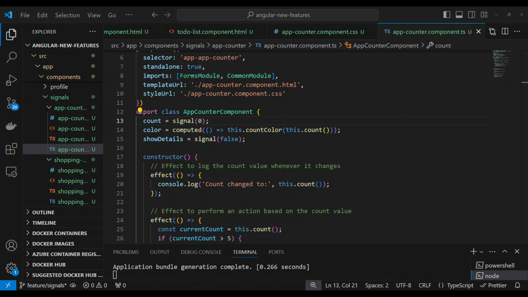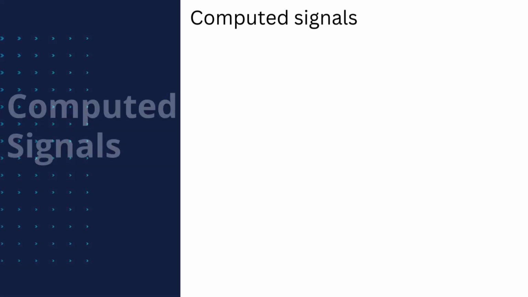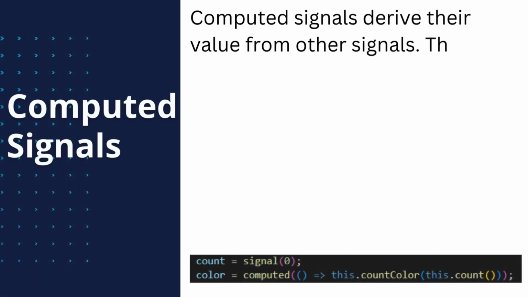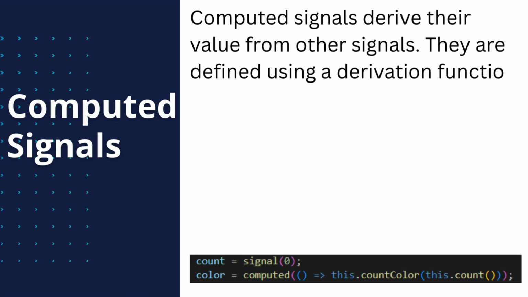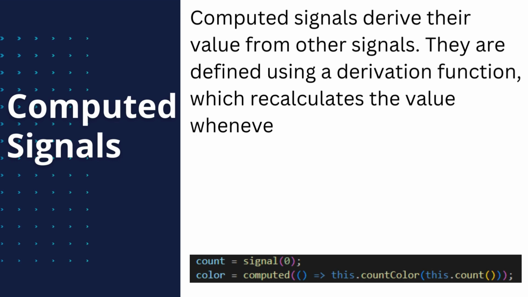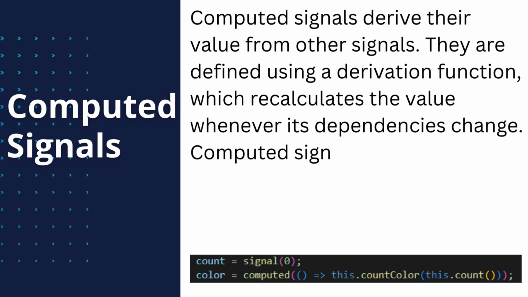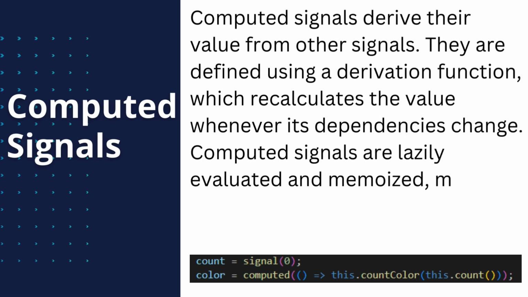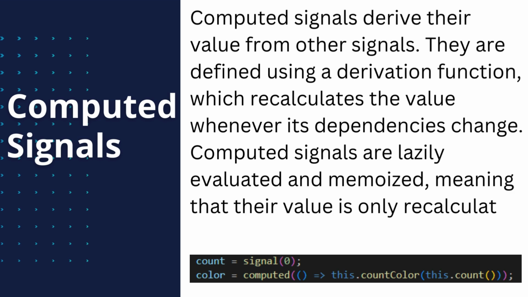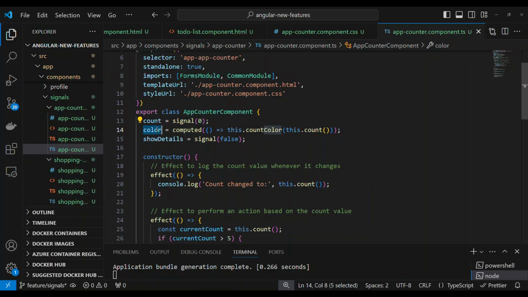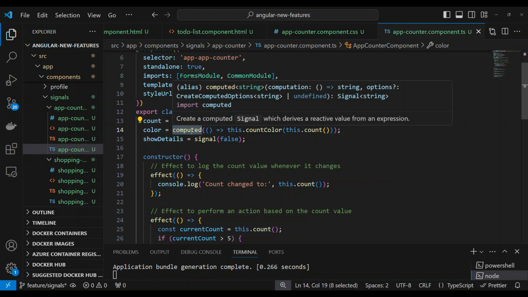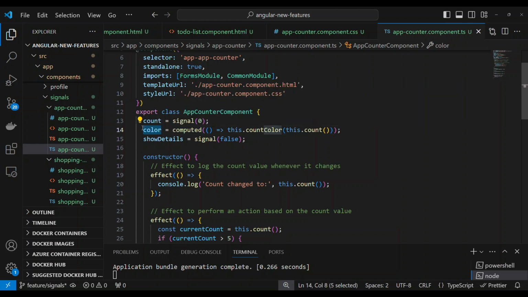Now there is another concept called computed signals. Computed signals are nothing but values that are derived from other signals. They are defined using a derivation function which recalculates the value whenever its dependency changes. We also have to understand that computed signals are lazily evaluated and memoized, meaning that their value is only recalculated when necessary. In this case, we have a color variable that is declared with computed. So when you say computed, that's a computed signal. The color becomes a computed signal, which means it is deriving some value based on the existing signals.